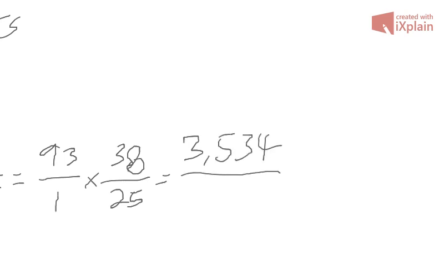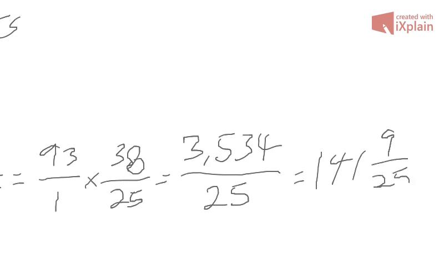And that's still over the same denominator, which is 25. You find out that 25 goes into that 3,534 141 times, and it leaves a remainder of 9. So you put that 9 back over the denominator that's already there, and we find that the distance where you are now to the sun is 141 and 9/25 million miles.